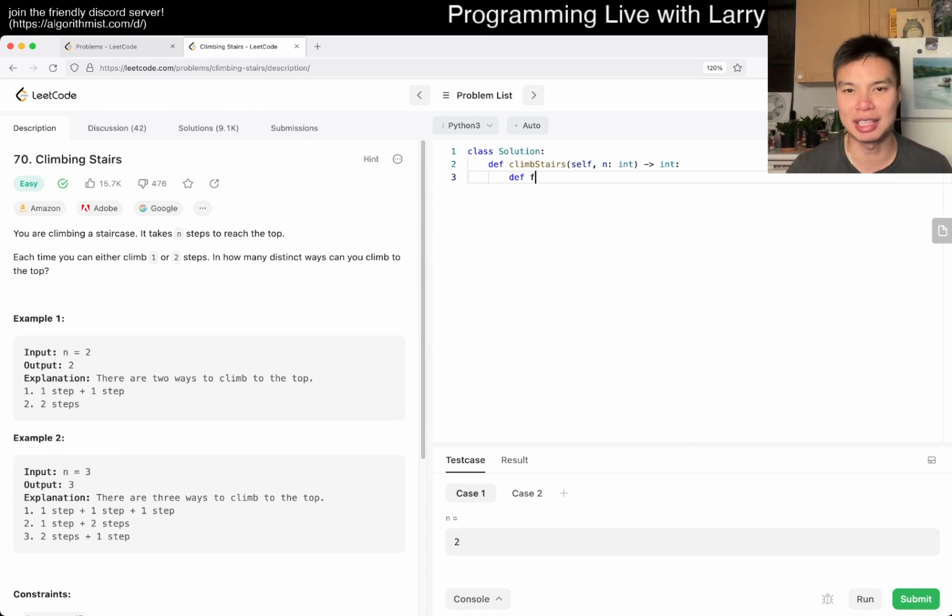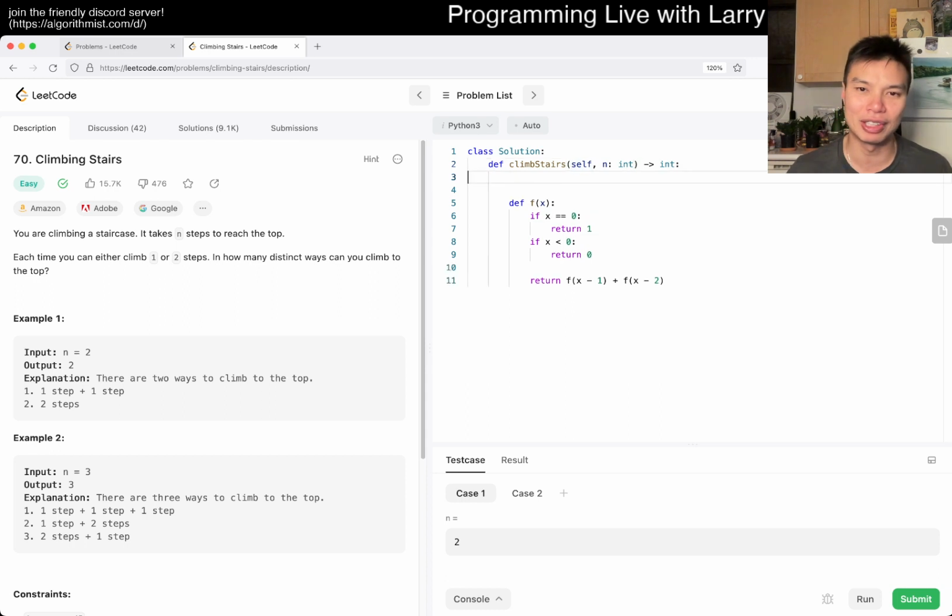So how many steps does it take to get to some x, right? Well, it's just f of x minus 1 plus f of x minus 2, right? And of course, you do have to do the base case. So if x is equal to 0, then you return 1. If x is less than 0, return 0, right? And that's pretty much it.